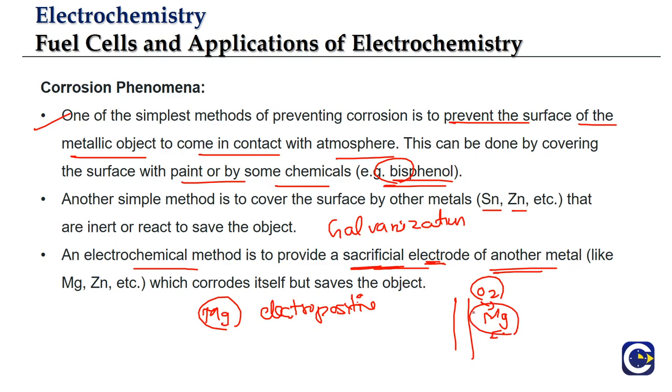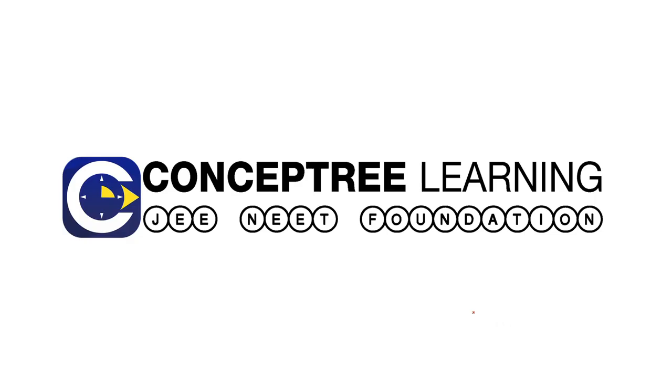So this is how we can visualize any spontaneous process, not only rusting, any spontaneous chemical process happening around us. We can visualize it to be an electrochemical cell, where we have a cathode part and an anode part. And this is what the electrochemistry chapter is all about, guys.